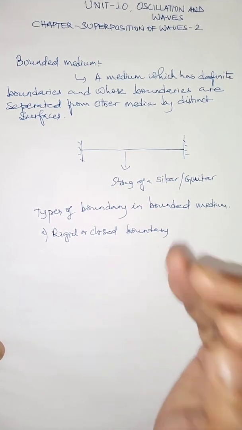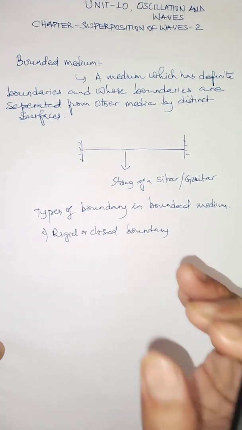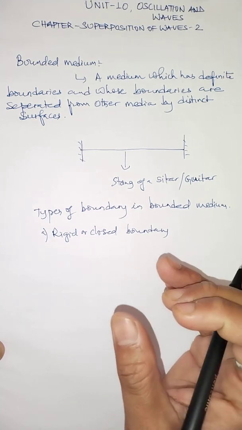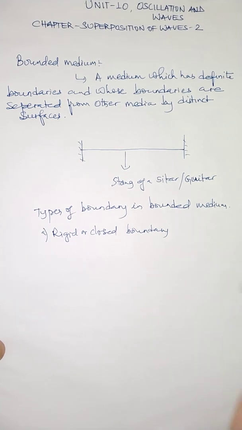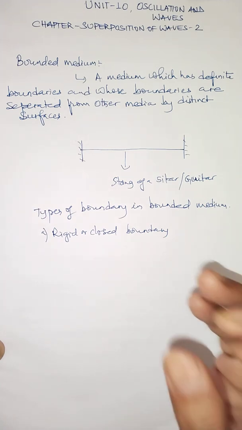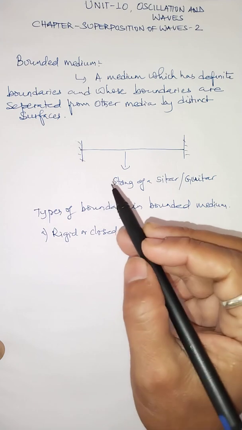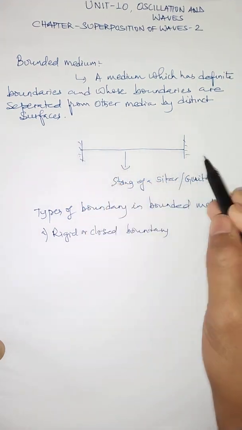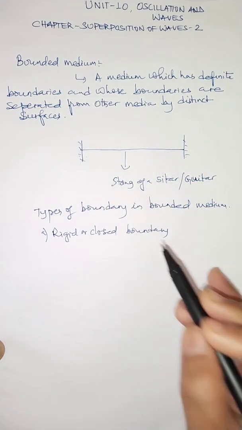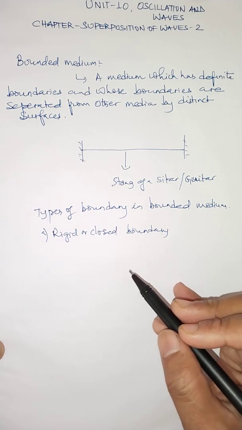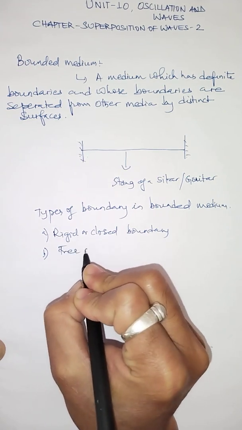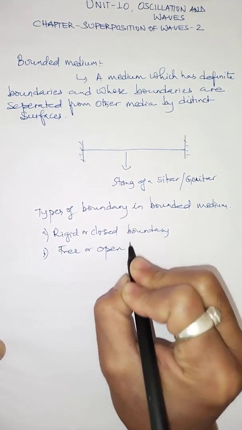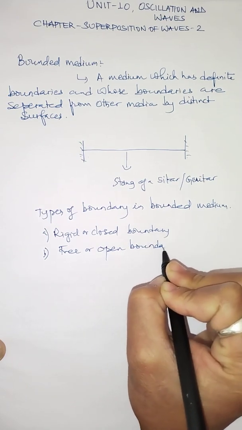For this, let me give the example. Both ends of a sitar string are rigid surfaces, are rigid boundaries. So one good example is that both ends of the sitar string are rigid boundaries, also called closed boundaries. Similarly, the other one is called the free or open boundary.